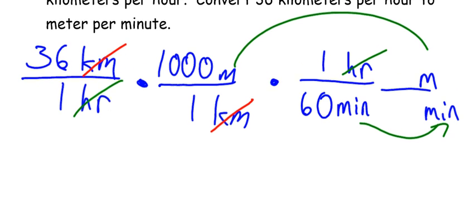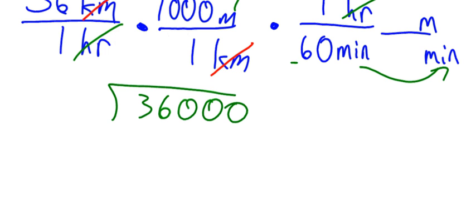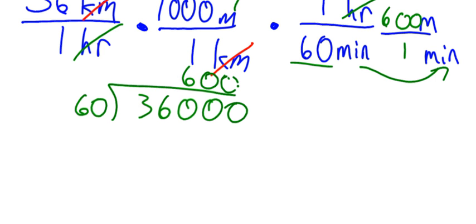So we just got to deal with some numbers. And our numbers end up being 36,000 divided by this 60 right here. And so we can do that and solve this problem really quickly. We're going to come away with an answer of, looks like 600 meters. So it'd be 600 meters per minute.